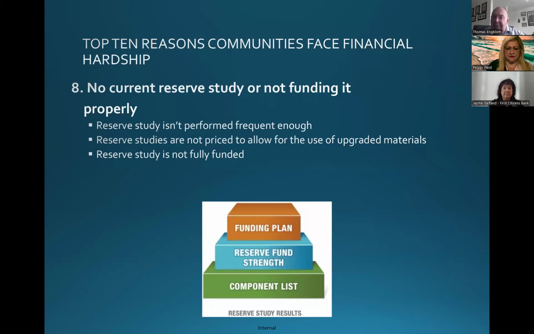Jayme and I do not like baseline, or Jayme and I like baseline and threshold. Because if you have that, you're either going to need a special assessment or you're going to need a bank loan. For full funding, you're covered. But again, how many associations full fund?